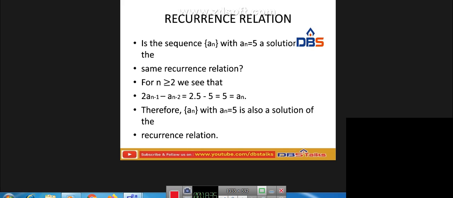Next, is the sequence of a_n with a_n equal to 5 a solution for the same recurrence relation? For n greater than or equal to 2, a_(n-1) minus n minus 1, equal to 5 minus... 5 equal to 5, that equals a_n. So therefore, a_n with n equal to 5 is also a solution of the recurrence relation.